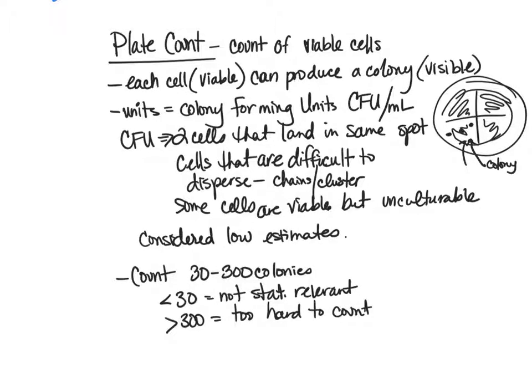In that situation, if there's more than 300, there will be colonies that are overlapping, and so we wouldn't be able to count them very clearly. That would be closer to something like a bacterial lawn that's coating the entire plate. Even if they're not on top of each other, just counting that many units inside of a plate is very difficult, and you can lose track. So what we want to aim for in a plate, in order to give us a good CFU per milliliter, is somewhere between 30 and 300 colonies.